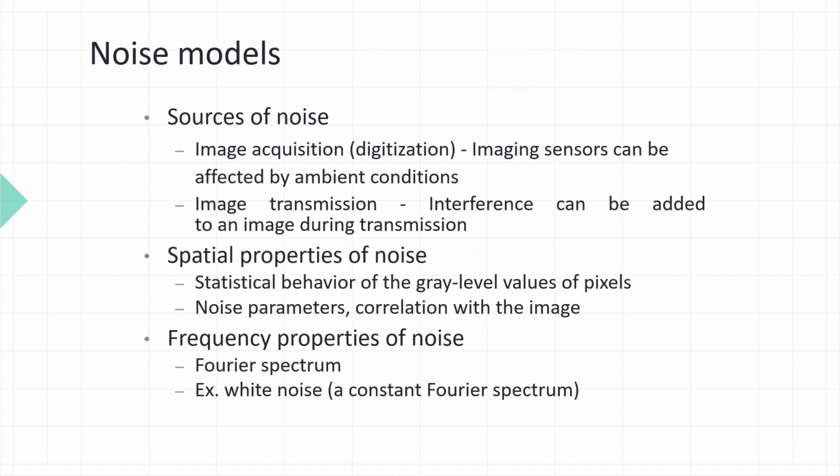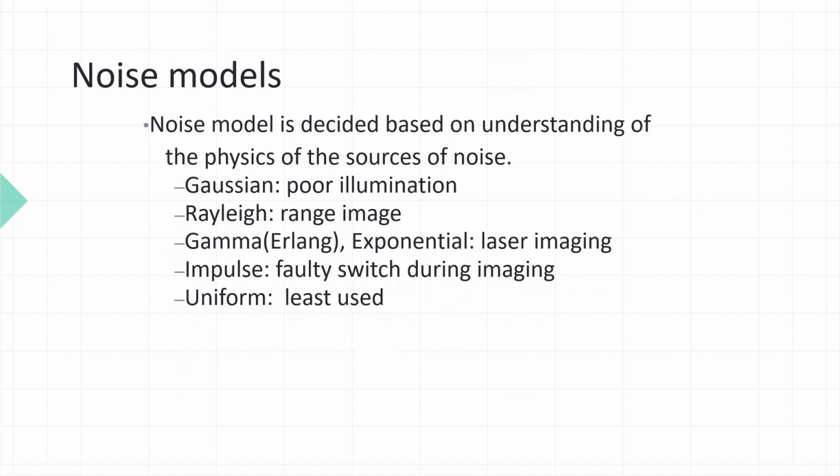Frequency properties of noise. First of all, we have seen the spatial properties, next frequency properties. Mainly here we depend upon the Fourier spectrum, meaning Fourier transform. And the best example for this one is white noise, the best example for the noise models in frequency properties.